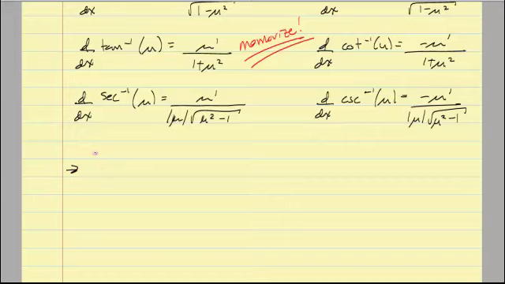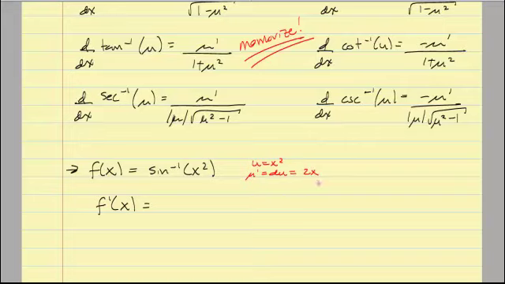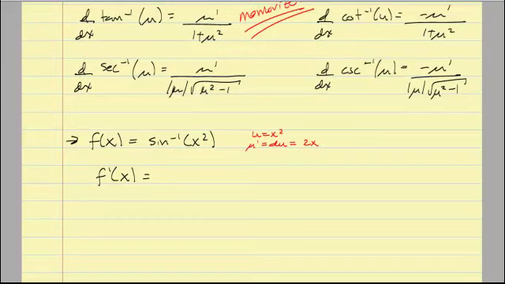Let's look at finding the derivative of f of x equals the inverse sine of x squared. F prime of x is then going to be a matter of identifying our u. So in this case, u would equal x squared, and then u prime, which is the same as du, of course, is 2x.